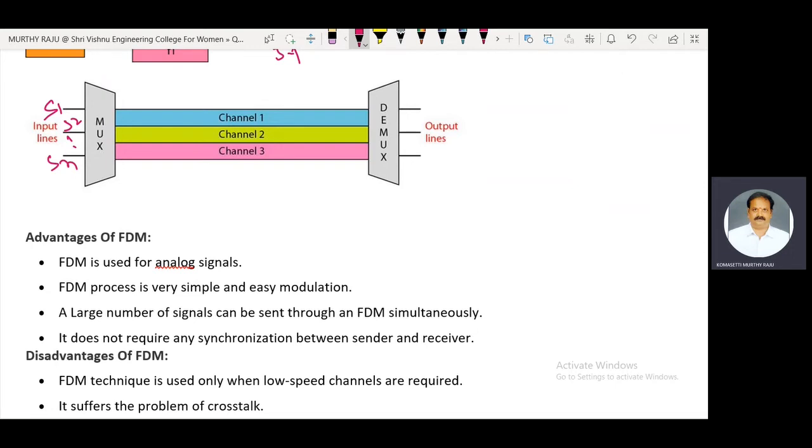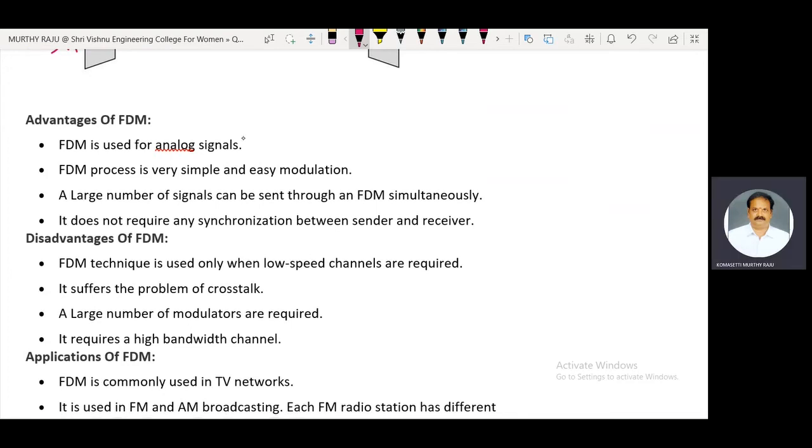Advantages of FDM. FDM is used for analog signals. FDM is a very simple process with easy modulation. A large number of signals can be sent through FDM simultaneously. It does not require any synchronization between sender and receiver. Here, modulation plays an important role, carrier signals play an important role, and translated bands play an important role.